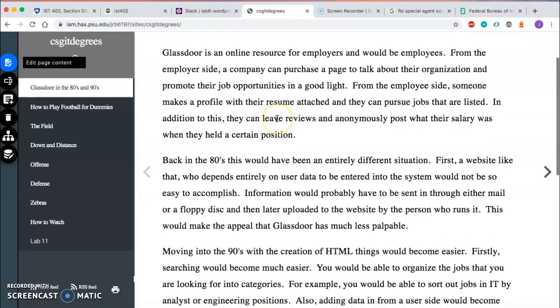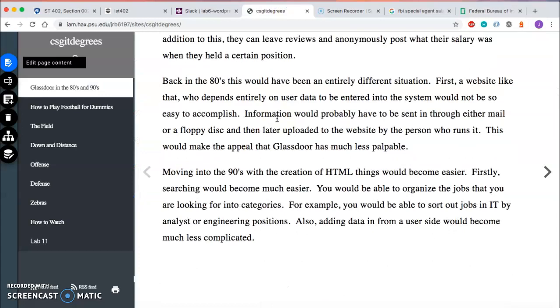All right. When we move into the 90s, right, things would look a little prettier with HTML being around. So you'd probably have maybe a picture or two. It'd be a lot easier to sort through what you're looking for. So instead of a text editor, probably not a drop down, but you can sort by keywords. So you could look up FBI, or say you're in the IT field, you want to sort things by analyst or engineering positions. That'd be a lot simpler.